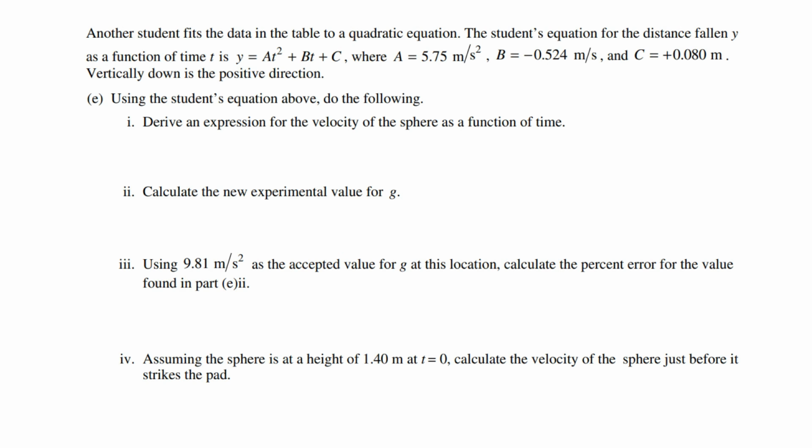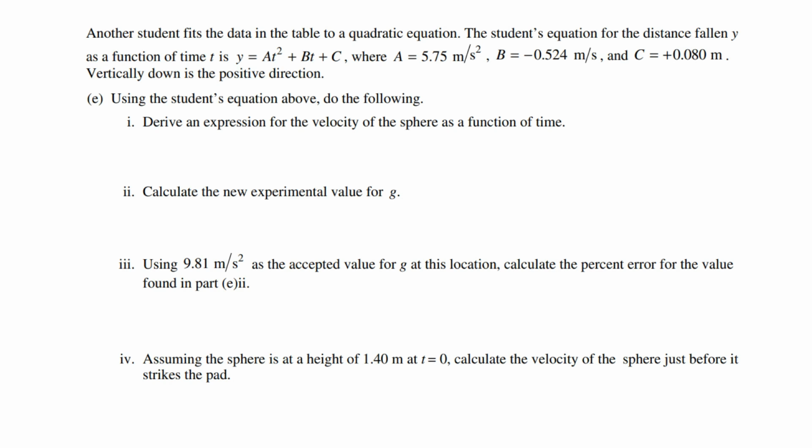And now, lastly, in part E, another student fits the data in the table to a quadratic equation. Right? The height actually is proportional to t squared, so that makes sense. The student's equation for the distance fallen, y, as a function of time t, is y equals at squared plus bt plus c, which looks like a good equation because it looks a lot like one of our kinematic equations, where a equals this, b equals this, and c equals this. So they have some numerical values for those constants in the equation. Vertically down is the positive direction.